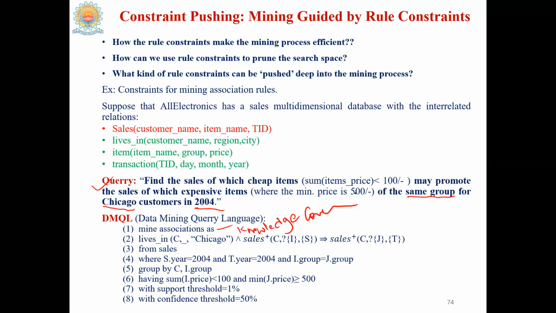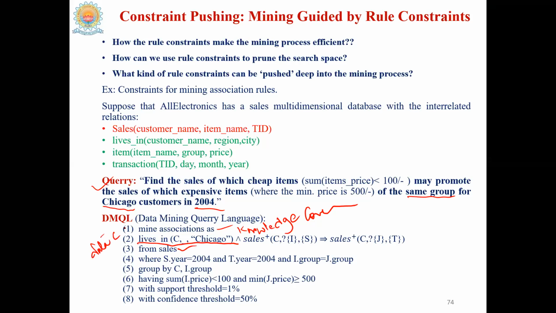Similarly, we have data constraints. The data constraint is 'lives in Chicago' in line 2. This part and also this one represent the data constraint. These two tell which data you need to concentrate on.